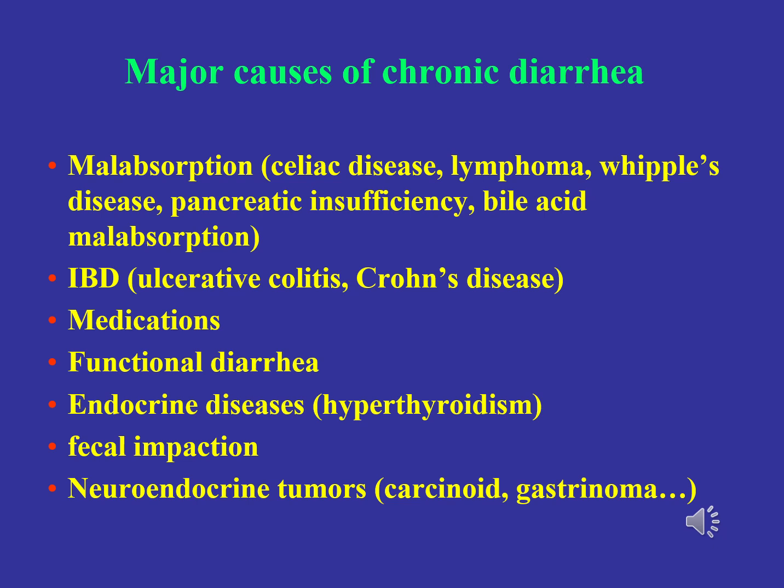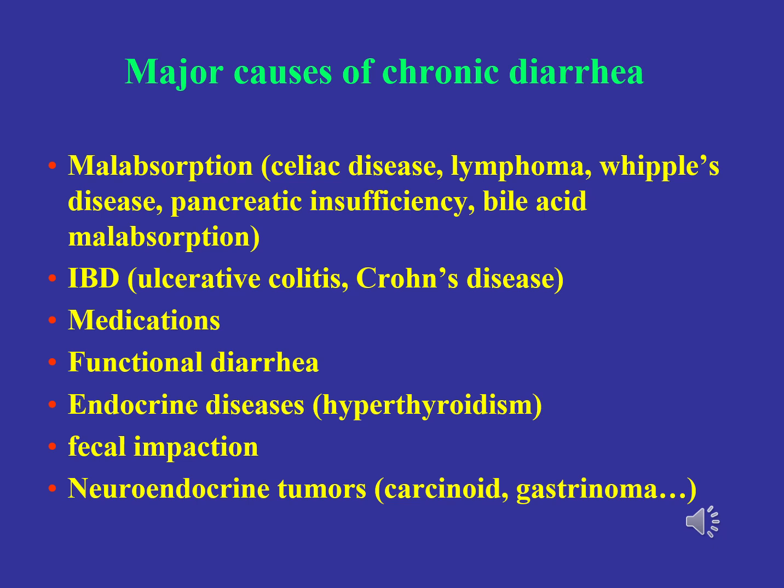Now we move to chronic diarrhea. The major causes of chronic diarrhea are, first, malabsorption, and examples of these are celiac disease, lymphoma, Whipple's disease, pancreatic insufficiency, and bile acid malabsorption. The second cause is inflammatory bowel disease, like ulcerative colitis and Crohn's disease. Third are medications. As I've already mentioned before, many medications have diarrhea as a side effect.